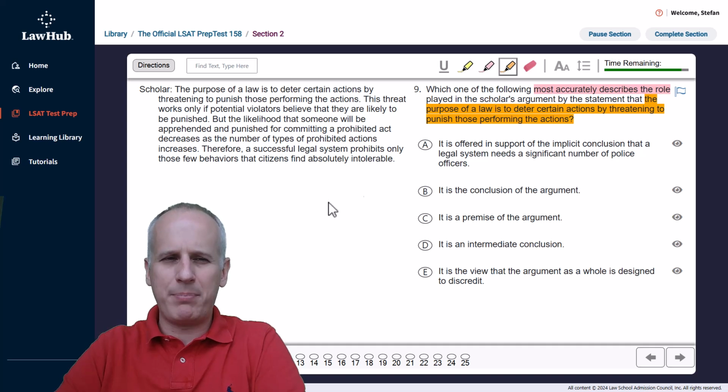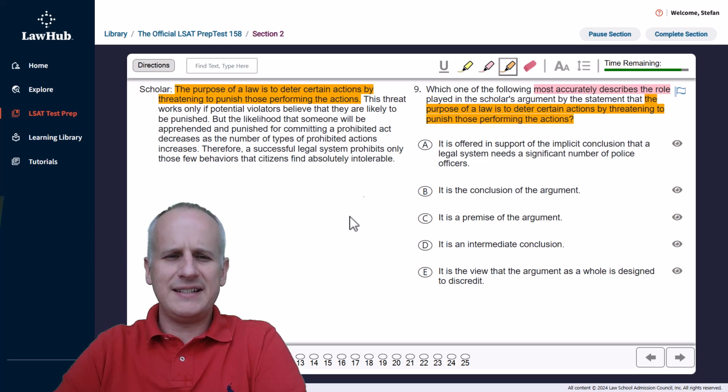But we'll highlight in pink whatever the conclusion is because since there's an argument, we still need to highlight the conclusion. So we'll read the scholar's statements now. The purpose of a law is to deter certain actions by threatening to punish those performing the action. So we need to think about whether this is a fact or an opinion. And we're certainly going to highlight it in the orange because it is the statement we're determining the role of. But it's a little bit ambiguous as to whether this is a fact or an opinion right now.